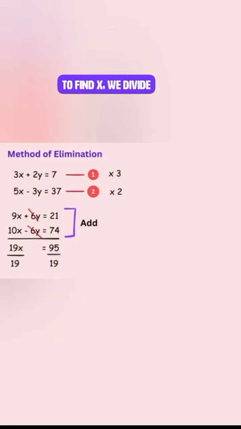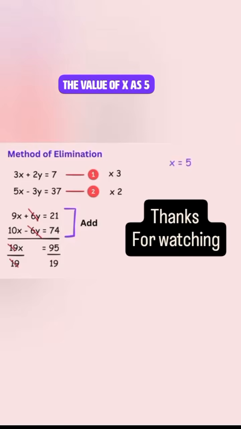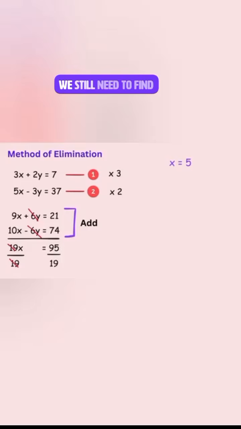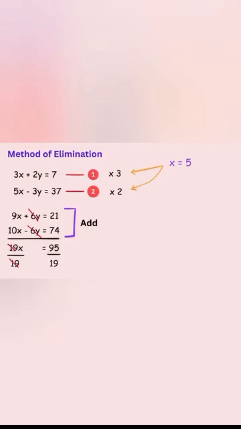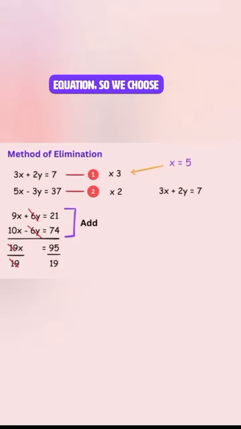To find x, we divide both sides by 19. When we do this, we get the value of x as 5. Once we know the value of x, the problem is not finished yet. We still need to find the value of y. To do that, we substitute the value of x back into one of the original equations. We can use either equation, so we choose the first one.